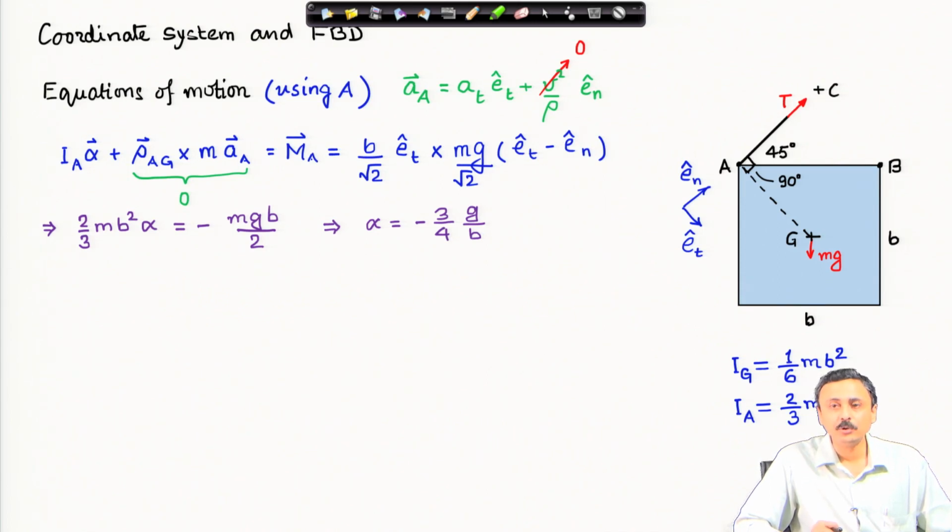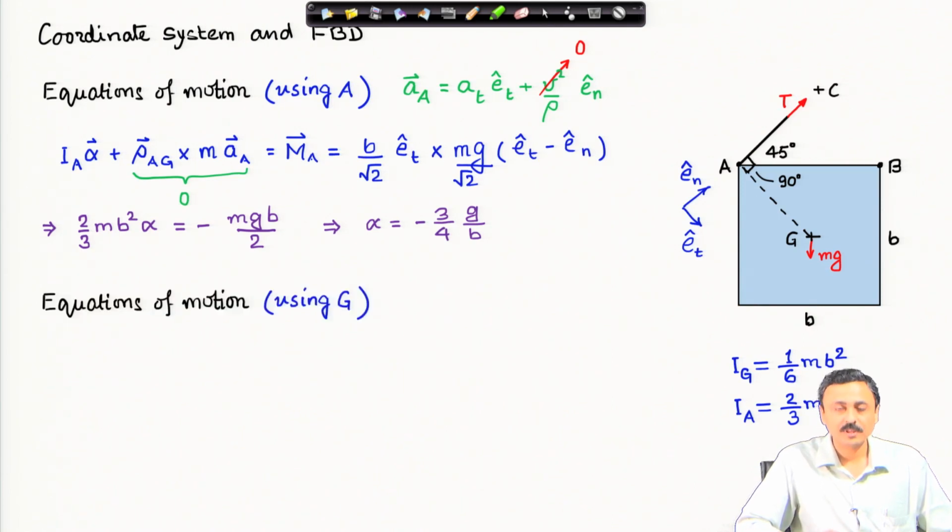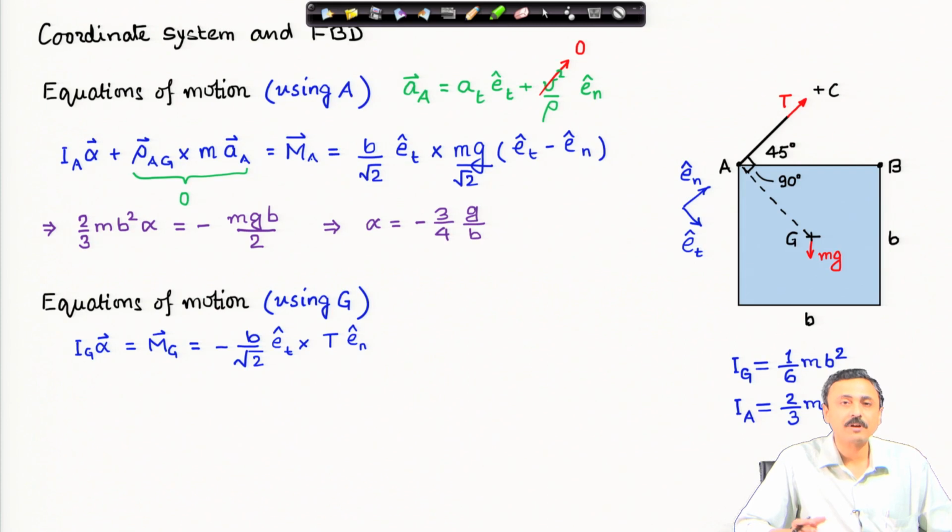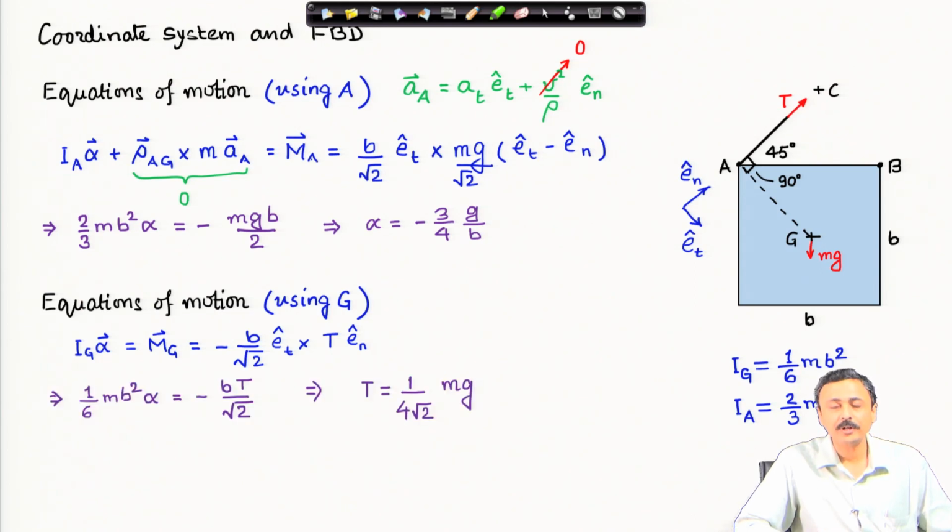Now, because I have to calculate the tension in the string, I use the equation of rotational dynamics about G, and that is a very straightforward equation. I_G times alpha is the moment about G of all forces, and here tension is the only force that produces moment about G. Substitute and you can solve for the tension in the string or the wire.